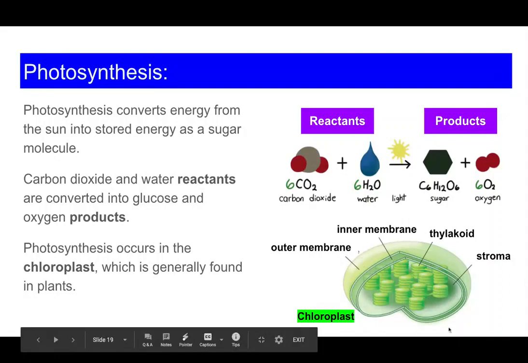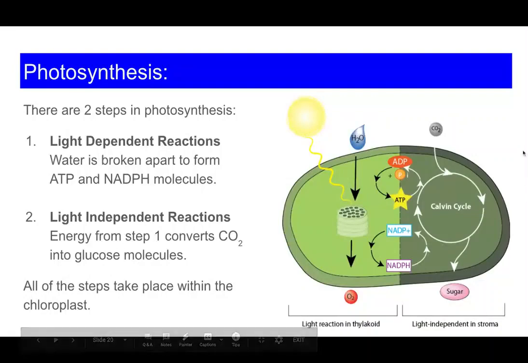So there's a couple of things that we should see. There's an inner and outer membrane. There's two membranes. And then we've got these stacks of coins called thylakoids. And those are all floating around in stroma, which is the fluid inside of this little M&M jelly bean thing that's the chloroplast.